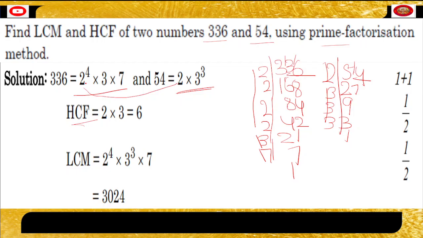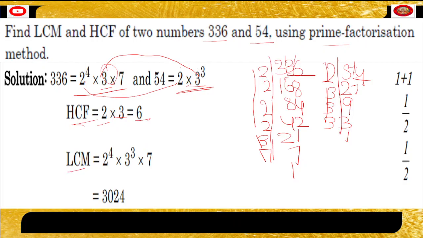The lowest power here is 2 raised to 1. That is, 2 raised to 1 is the lowest power. Next, 3: here is also 3, here is also 3. HCF means the lowest power. The lowest power here is 3 raised to 1, that is 3, which is in the HCF. 2 3s are 6. So 6 is the HCF.